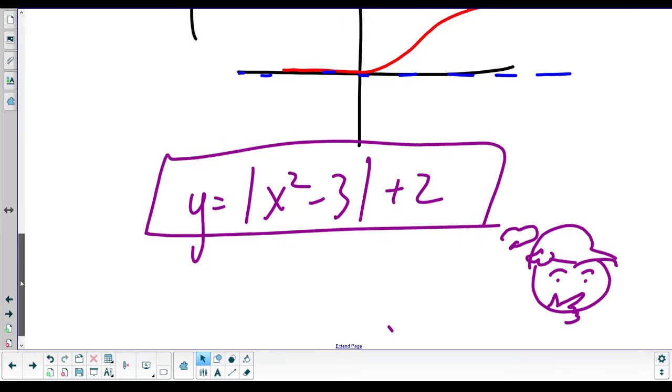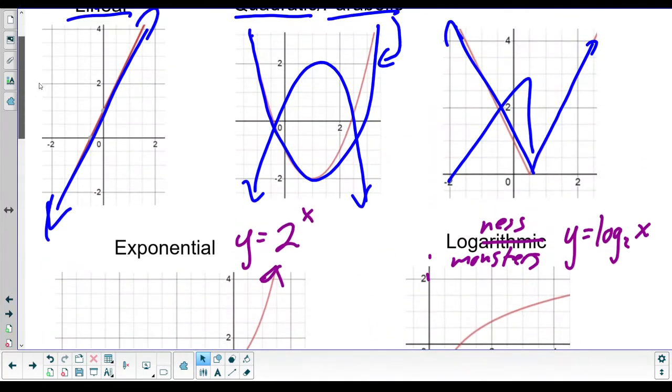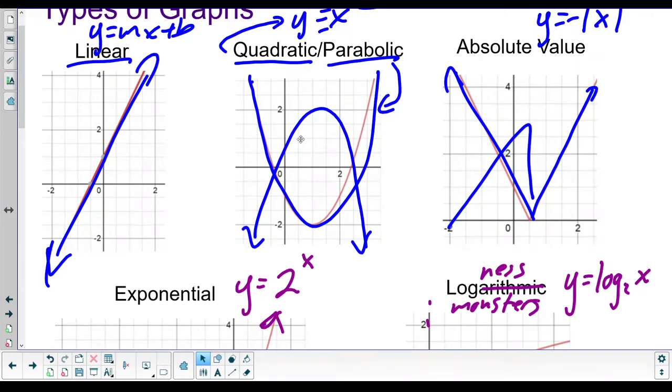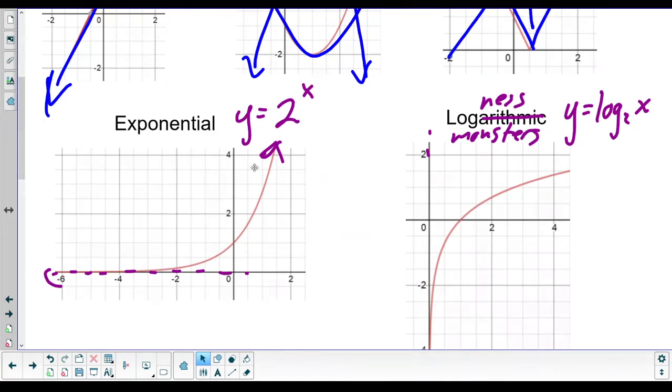Cool. You should know these 5 for right now. Linear, straight lines, quadratics or parabolas, absolute values are v's, exponentials look like that thing, and the log, Loch Ness monster, of course. You should be able to recognize these and go, oh, that looks kind of like an exponential, because that'll give you a place to start. So there's the different types of graphs you're going to see.